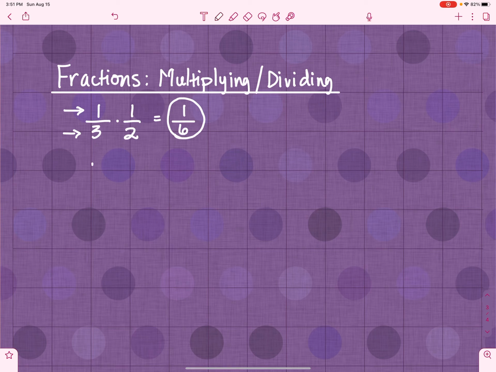Okay, let's say I've got 5/6 times 1/5. Again, the numerators, 5 times 1 is 5. The denominators, 6 times 5 is 30. At that point, we can always reduce because it would reduce to 1/6.